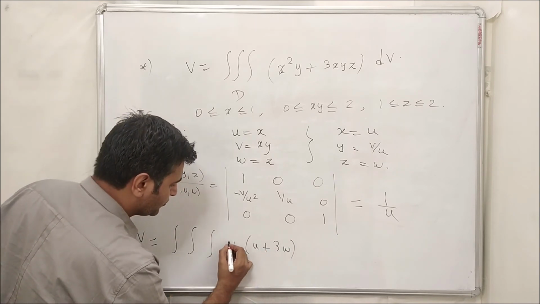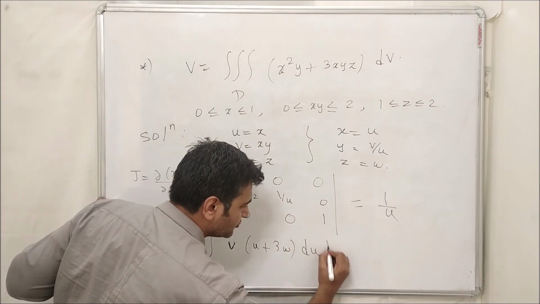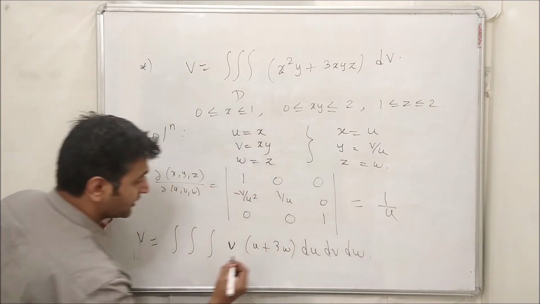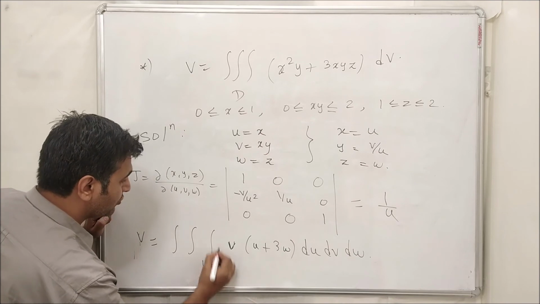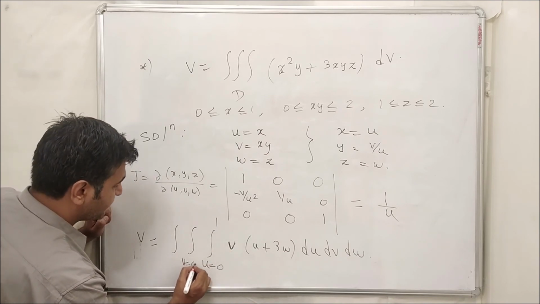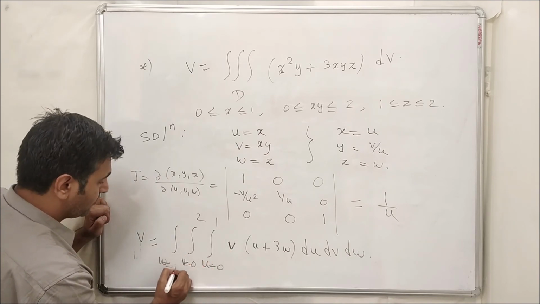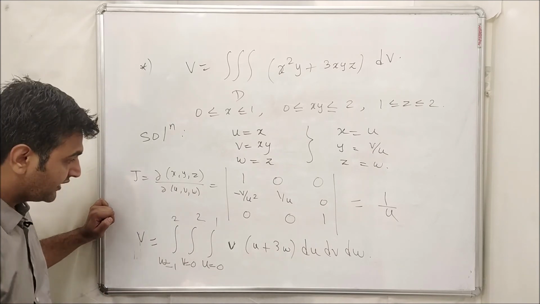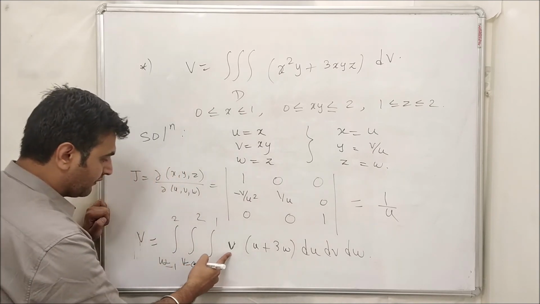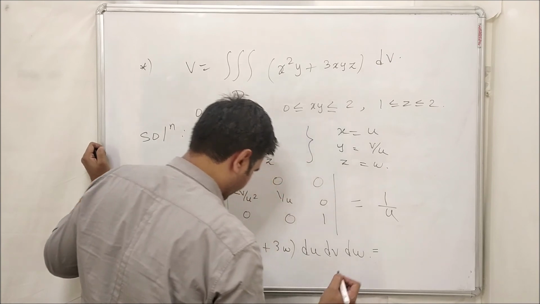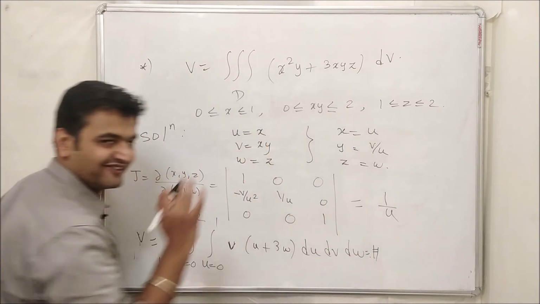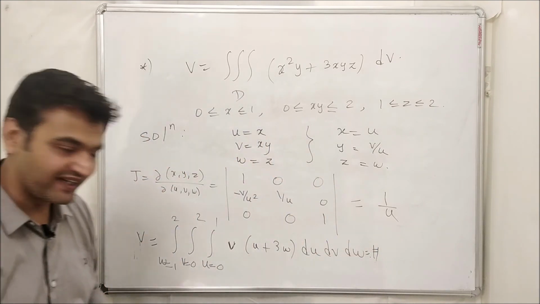Which order you want to choose? Whichever. Everything is constant. Choose whichever you like. What are the limits of u? u is nothing but 0 to 1. v is nothing but 0 to 2. And w is nothing but 1 to 2. Great. So for v, you will have v square by 2. I'm not going to solve. You solve this. You got the idea.